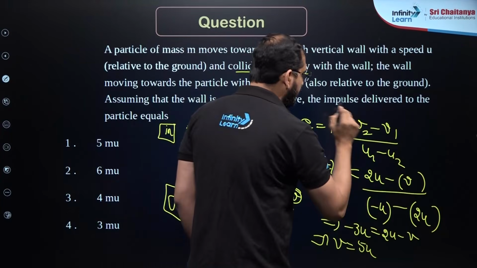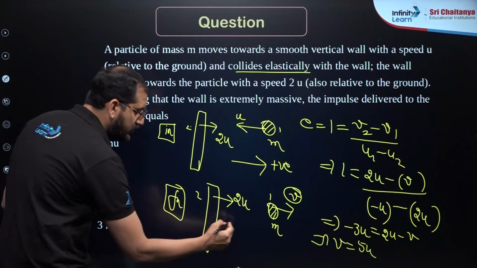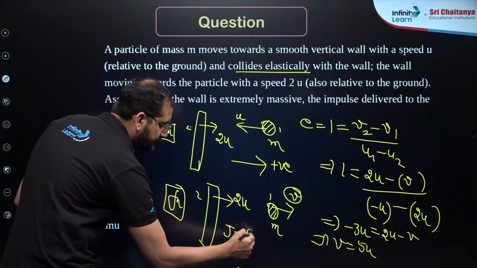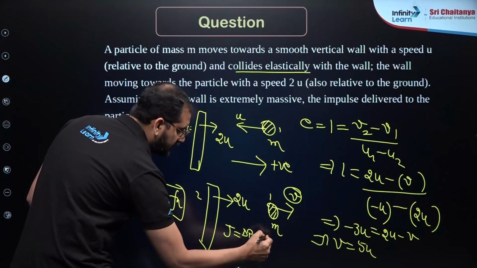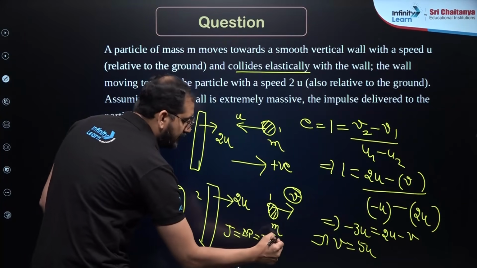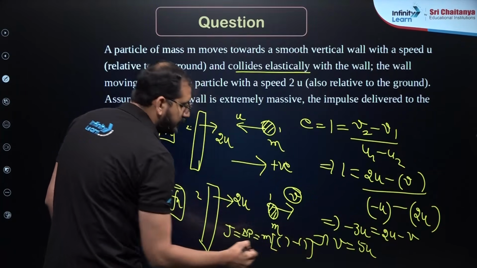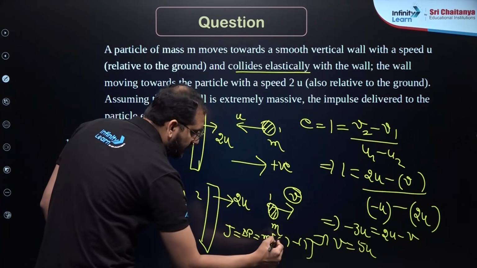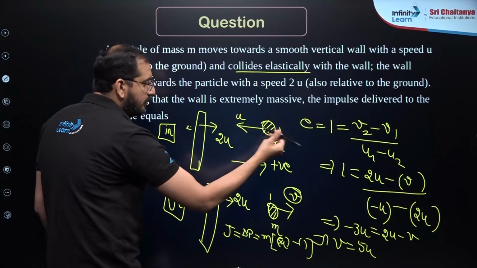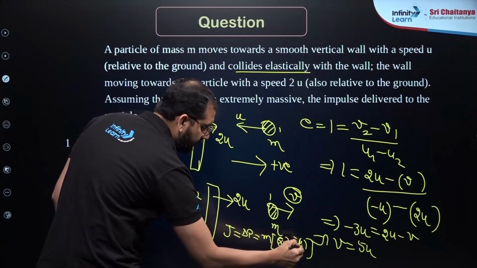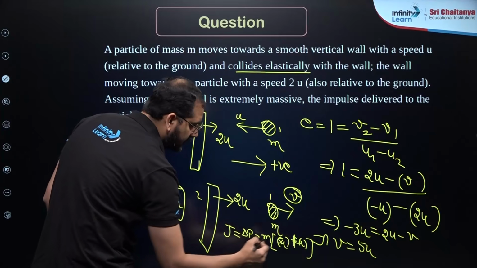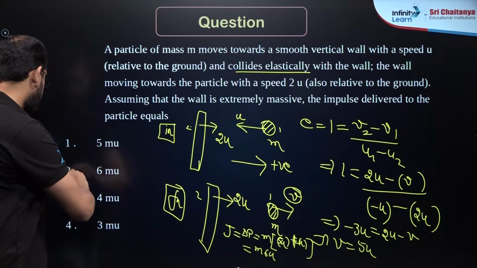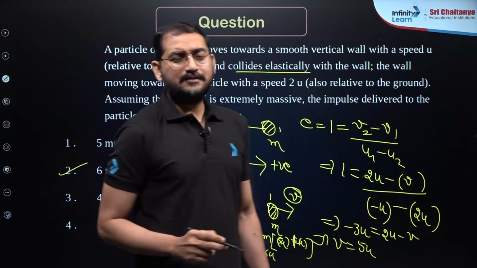Ultimately I wanted to calculate the impulse. Let's do the calculation over here. Impulse is equal to change in the momentum, that is mass of this particle multiplied by final velocity minus initial velocity. The final velocity is v, in the positive direction, so I can write here 5u, and initially it was minus u. So minus and minus will come out as plus, m times 6u. 6mu should be your answer. So yes, second option is correct.